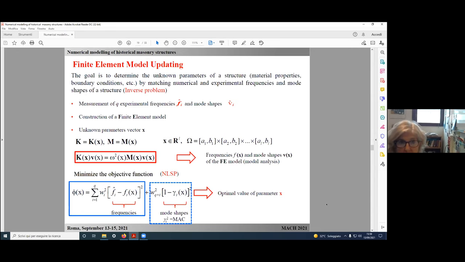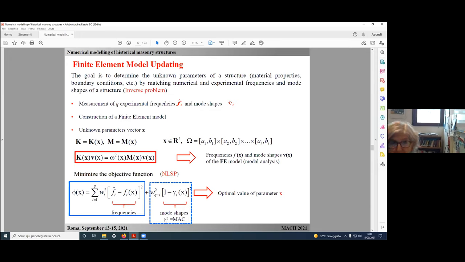So this slide shows how experimental tests and numerical modeling can be coupled and integrated. In fact, experimental data can be used to calibrate finite element models using model updating techniques. The goal of model updating is to determine unknown parameters of a structure, for example material properties or boundary conditions, by matching numerical and experimental frequencies and modal shapes of this structure.